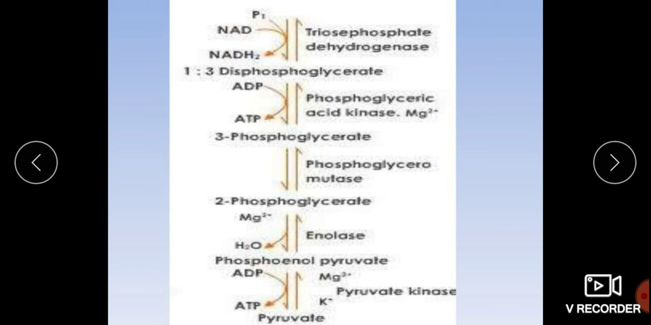Once the 1,3-diphosphoglycerate is formed, it gets dephosphorylated.